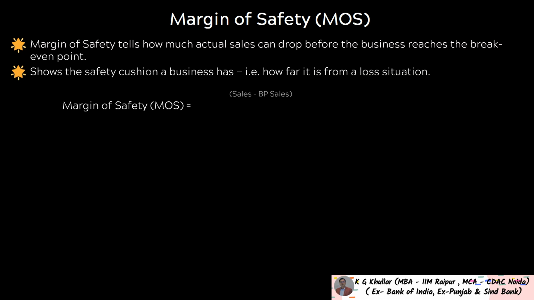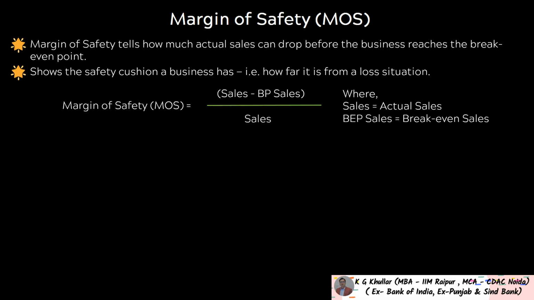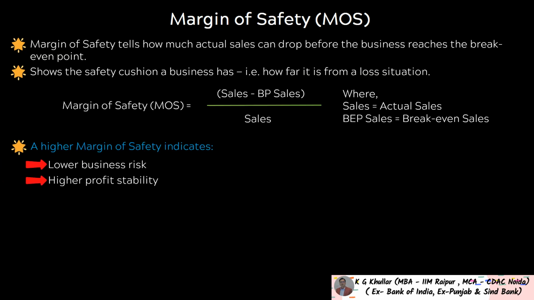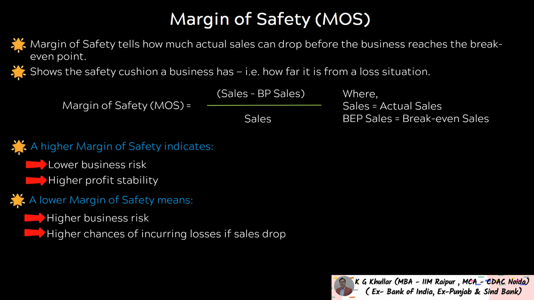Now, margin of safety is simply calculated using the formula that is sales minus break-even point sales divided by sales multiplied by 100. So here sales is the actual sales. BP sales means the break-even sales. Now friends, please remember a higher margin of safety indicates lower business risk and higher profit stability, while a lower margin of safety means higher business risk and higher chances of incurring loss if sales drop.